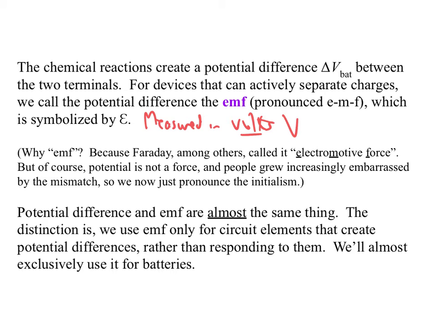Potential difference and EMF are almost the same thing. EMF is basically a potential difference. The distinction is that we use EMF only when we're talking about a thing which can generate its own potential, so which can actually force charges to be separated. Later on, we'll talk about potential differences, for instance, across the wire as the charge flows, and that's fine, but we wouldn't call that an EMF because the wire is not causing separation, it's just allowing charge to move through it. We ourselves will use this almost exclusively in the context of batteries.